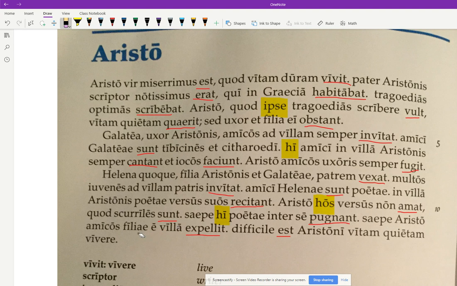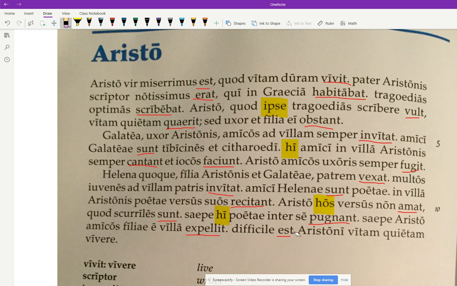Saepe Aristo amicos filiae e villa expellit. Often Aristo expels, throws out the friends of his daughter from the house. Good for him. So often Aristo expellit, he expels or throws out. Who or whom? The accusative, amicos, the friends of his daughter, genitive, right? Paired up with it. E villa, from the house. Villa, of course, is ablative, object of the preposition e, which is short for ex. If villa began with a vowel, it would be ex.